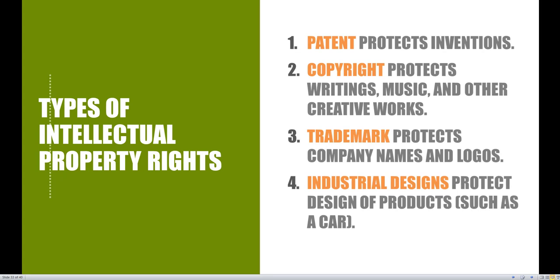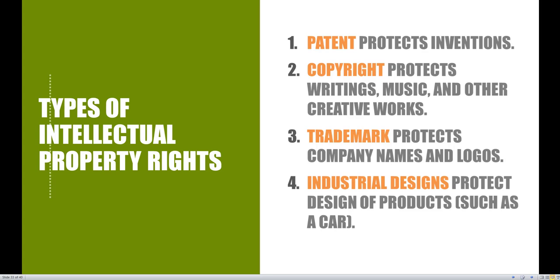Number 1 is going to be a patent, which protects inventions. So these are things that you see on Shark Tank quite often. Basically, this is going to be a little bit more of a tangible item or tangible product. So if there's a product that has a unique method or fits a unique set of needs or wants, then you can probably file a patent for it.